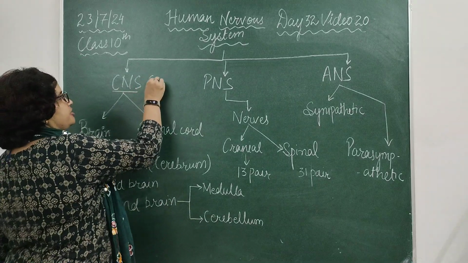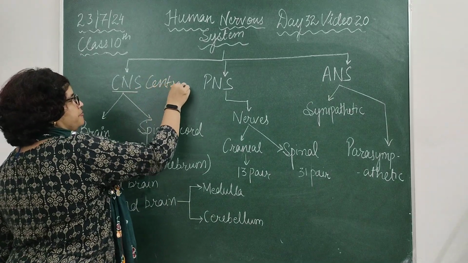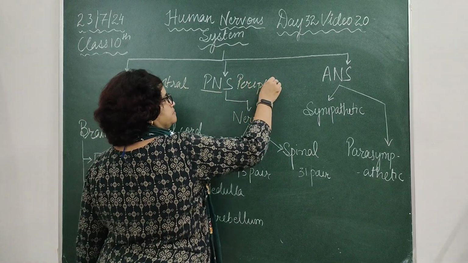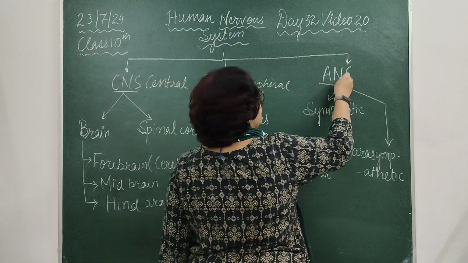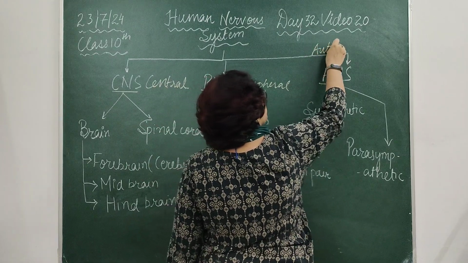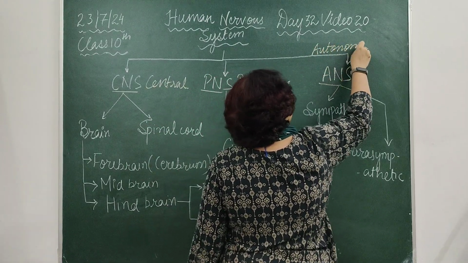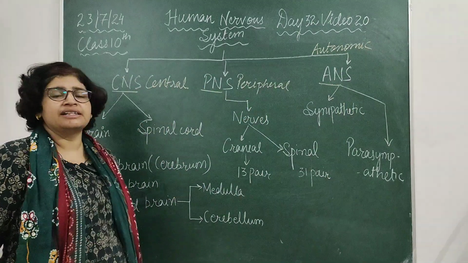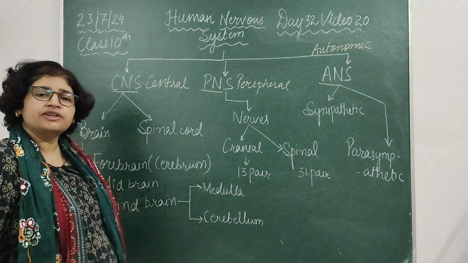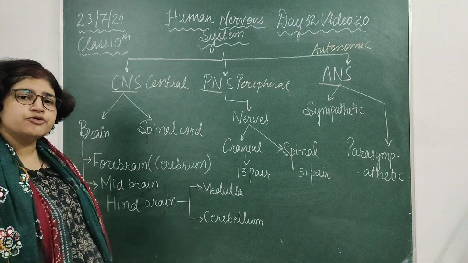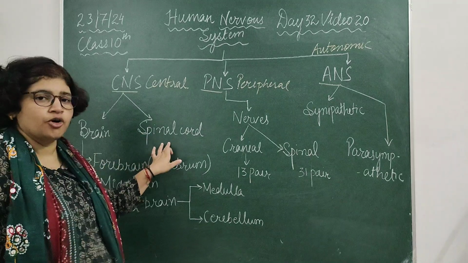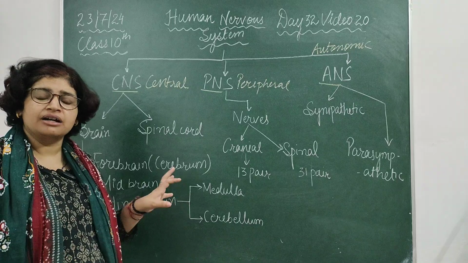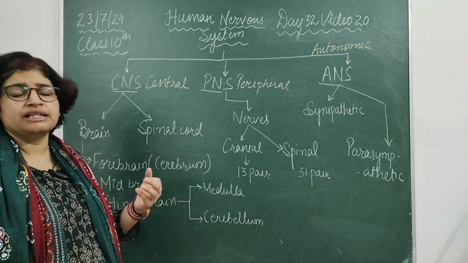This is central nervous system. Other one is the peripheral nervous system. And for ANS it is autonomic nervous system. So the main coordinating center of our body is central nervous system. It is mainly composed of brain and spinal cord. These two are very delicate tissues, that's why they are protected under certain protective structures inside our body.